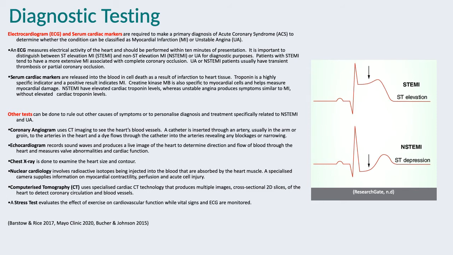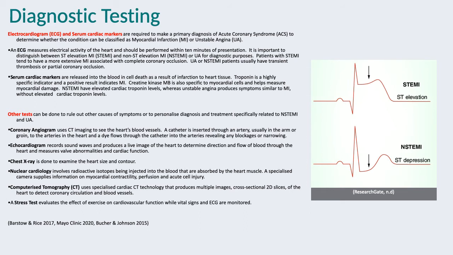Serum cardiac markers are released into the blood in cell death as a result of infarction to the heart tissue. Troponin is a highly specific indicator, and a positive result indicates myocardial infarction has occurred. Creatine kinase MB is also specific to myocardial cells and helps measure myocardial damage. Non-STEMI have elevated cardiac troponin levels, whereas unstable angina produces symptoms similar to MI without elevated cardiac troponin levels.